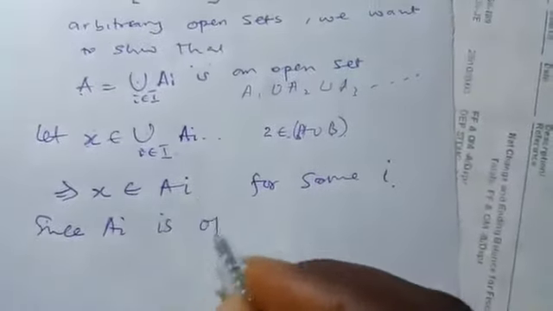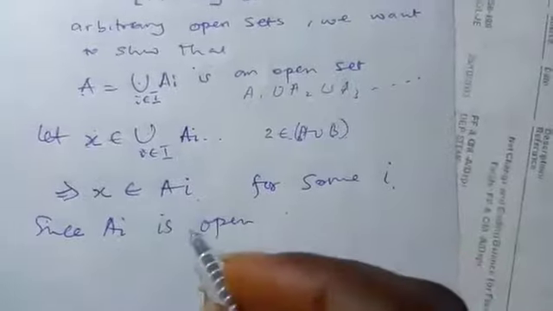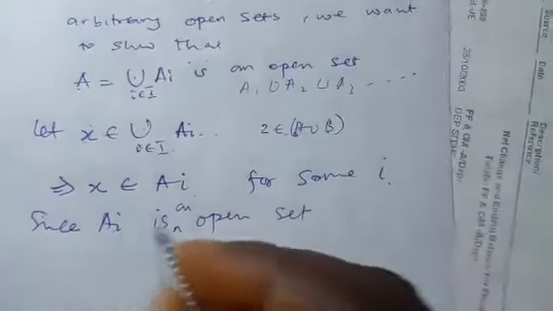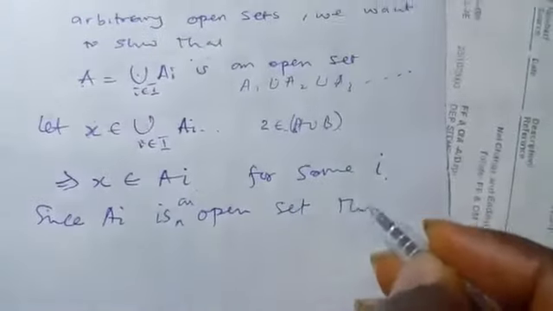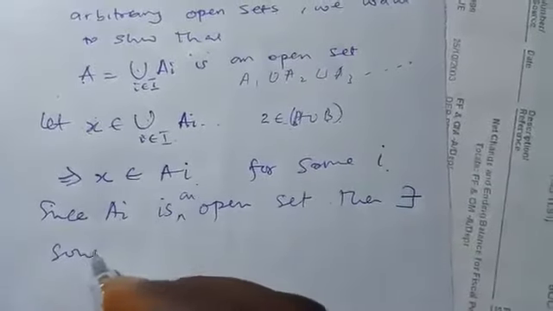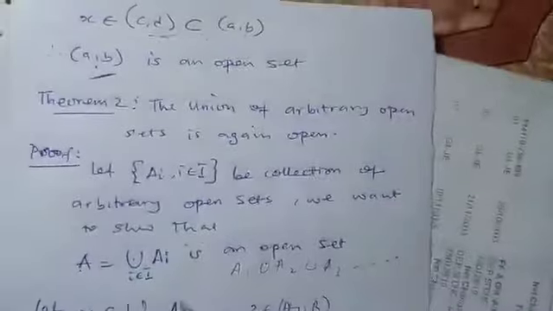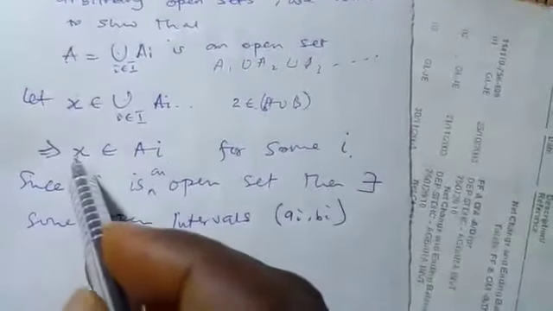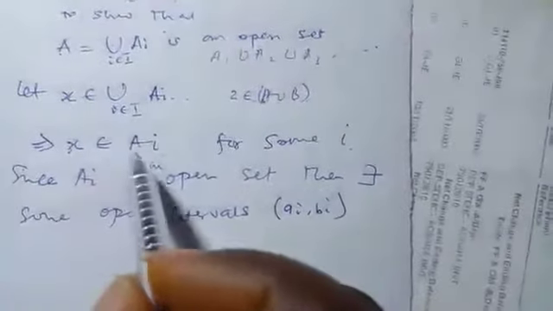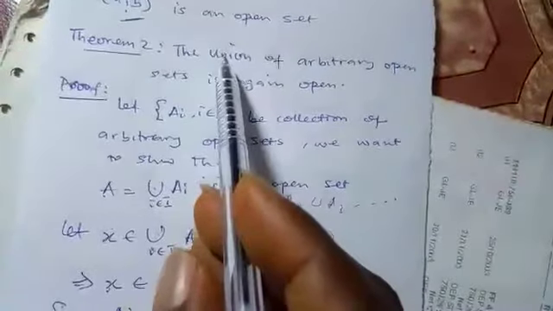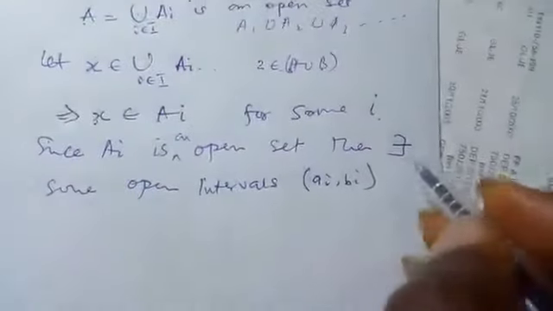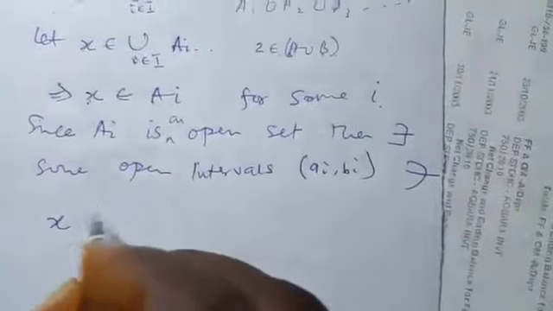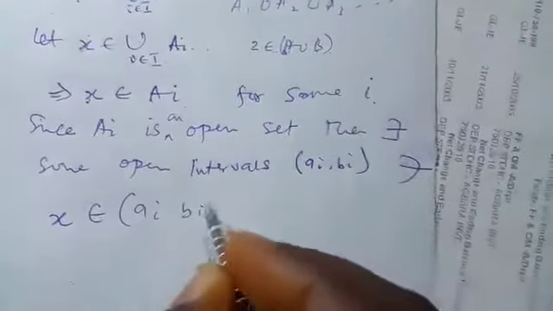From this place, we now say that since A_i is an open set, there will exist some open interval (a_i, b_i). We know that by definition of an open set, there will exist an open interval that is containing this x. And here we have said that A_i is open because of the theorem. It says the union of open sets is again open. Such that x belongs to (a_i, b_i).